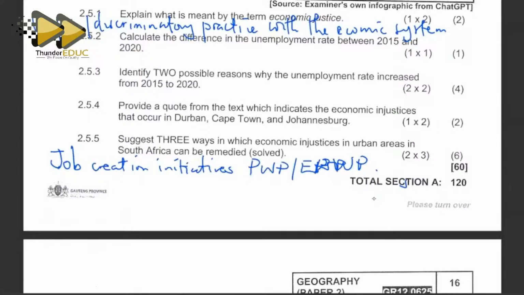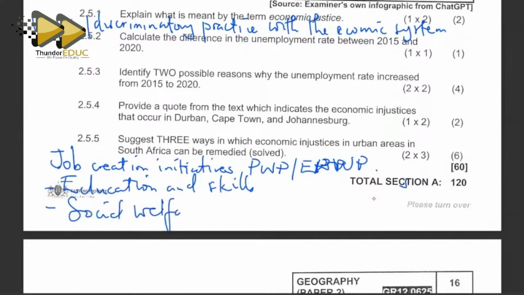Then you can also look at equipping the people with education and skills. It's one key aspect that is very important. Some people are unemployed not because there are no jobs, but because they don't have the skills. So it's also a basic requirement that the government equips its people with the basic education and the skills which will make them employable. Then we can talk of social welfare payments. To address the problem of poverty and inequality, the government can try to improve the level of welfare through social welfare payments, through SASSA.